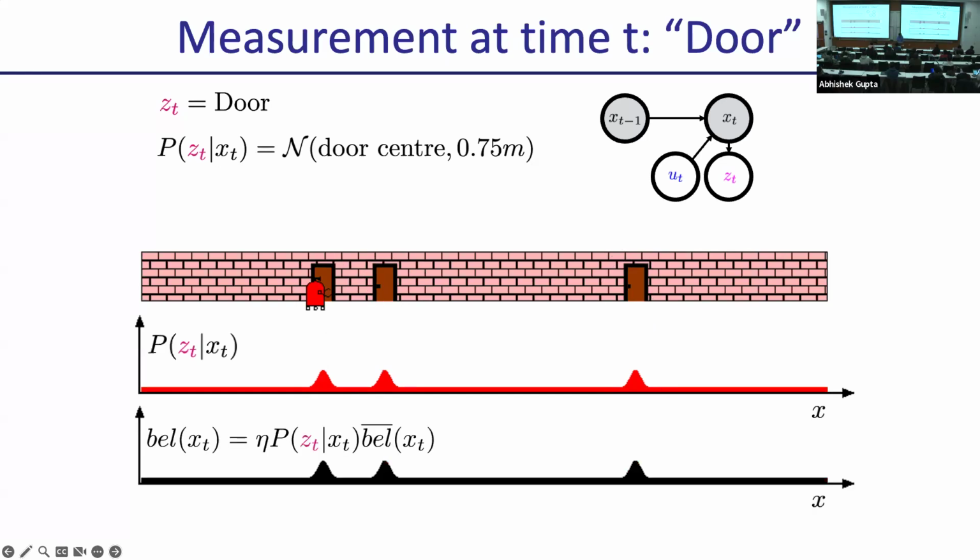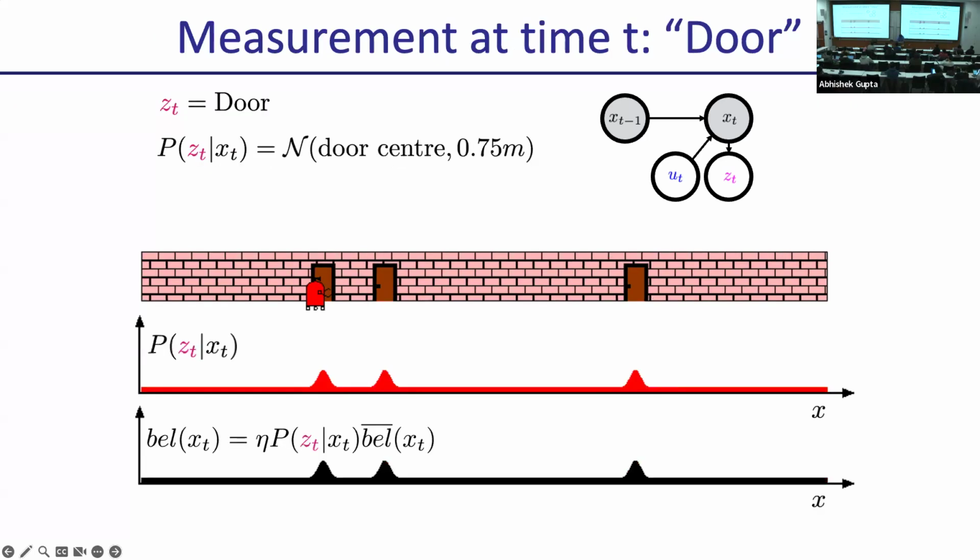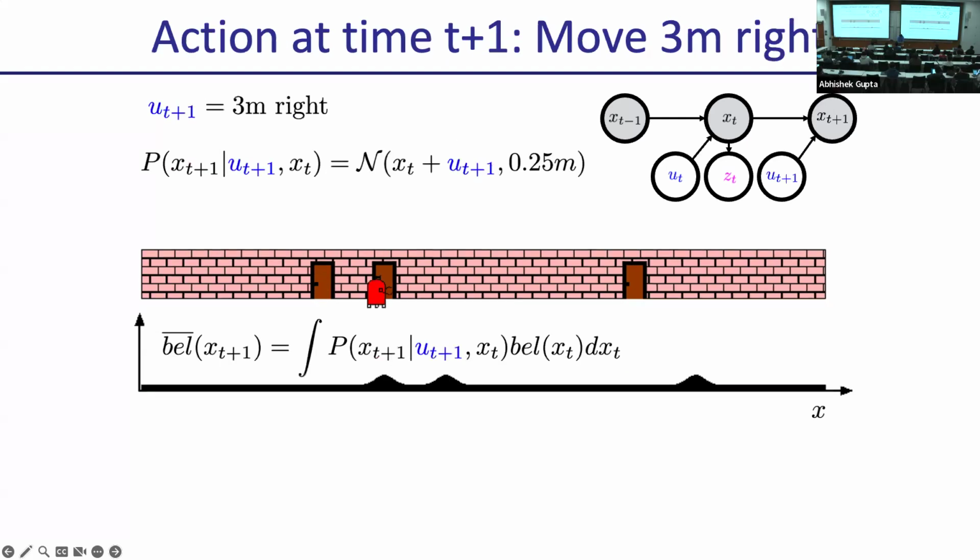Now, the next thing you're going to do is take an action of moving 3 meters to the right. Intuitively, what you'll see is that your belief, which was previously here, has now moved 3 meters to the right. This is a shifted version of the previous thing. But you can also see that the peaks are less sharp because you added more uncertainty. You moved everything over to the right. That's your prediction step. You move things over.